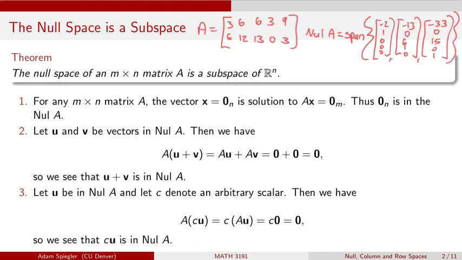So this is closed under scalar multiplication, and we've just proven that the null space of a matrix A satisfies all three of the required conditions for it to be a subspace of the domain Rn, where n is equal to the number of columns in that matrix.